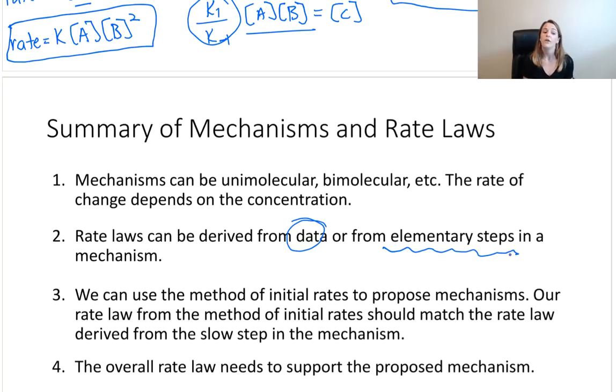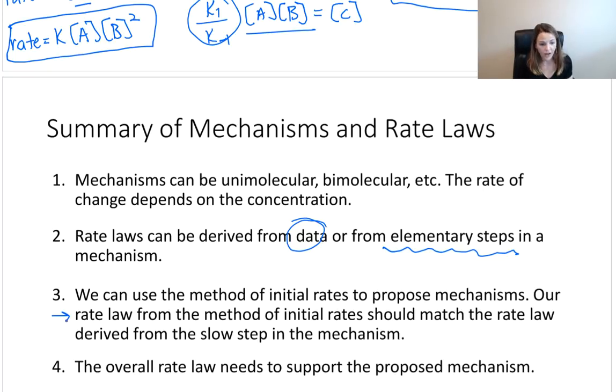Now, we can use the method of initial rates to propose mechanisms. Our rate law from the method of initial rates should match the rate law derived from the slow step in the mechanism. So what the heck does that mean, right? So what this is saying is if I gave you a table of data like we did in episode 11, and I gave you a set of elementary steps like we did in this episode, episode 15, you should be able to come up with the exact same rate law for each method, right? For data or for the mechanism. The rate law has to be identical. Has to be. The data and the theory have to match. That's what that says. Last thing.